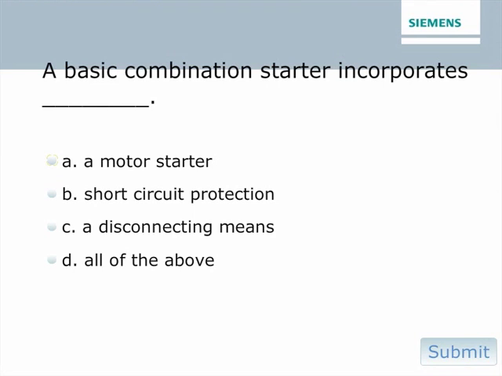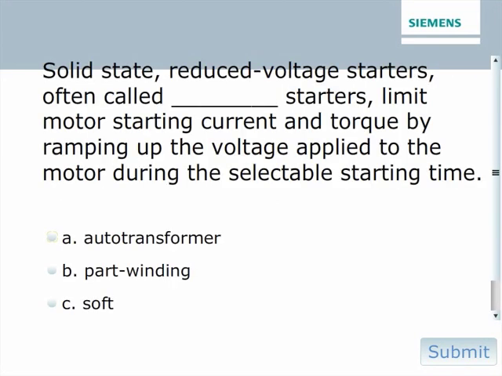Question 5. Solid-state reduced voltage starters, often called blank starters, limit motor starting current and torque by ramping up the voltage applied to the motor during the selectable starting time. Is it A, autotransformer, B, part winding, C, soft, or D, Y delta?